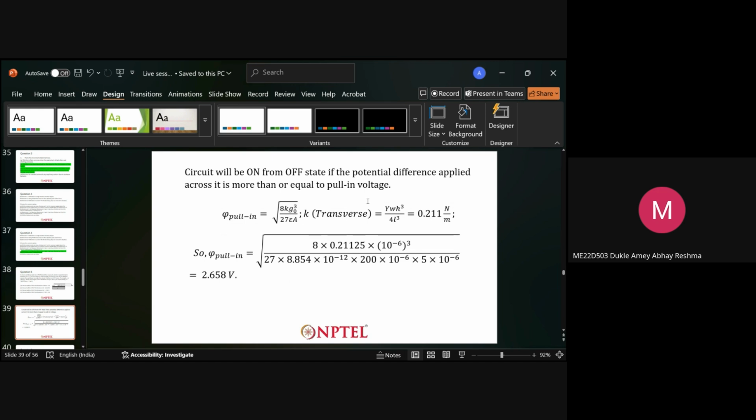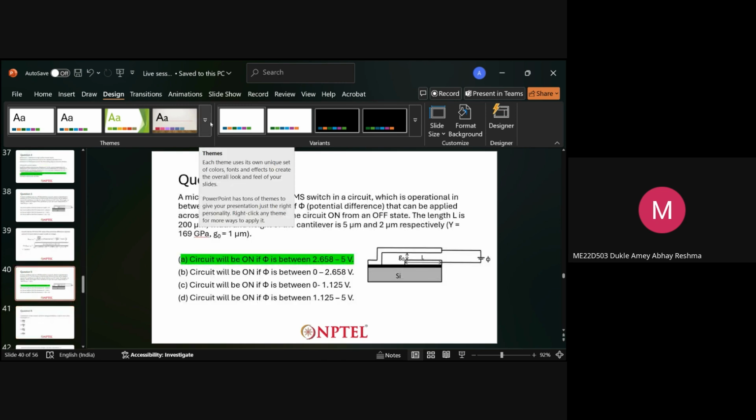For the circuit to go into the on state from the off state, the potential difference applied across should be more than or equal to the pull-in voltage. So now we have to find out what the pull-in voltage is. We already have the pull-in voltage formula. We know the formula for K: K is Young's modulus times width times height cubed upon 4L cubed. We already have the pull-in voltage formula, which is substituted, and the pull-in voltage is 2.658. So the answer is that the circuit will be on between 2.658 to 5 volts.